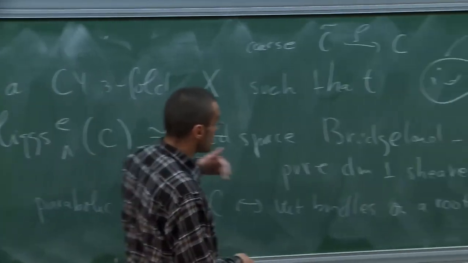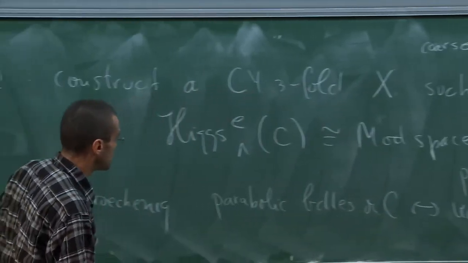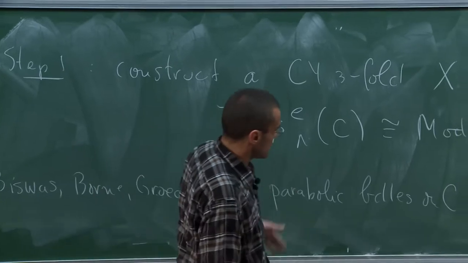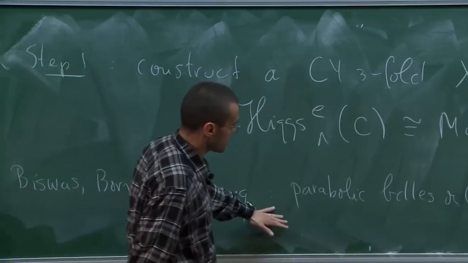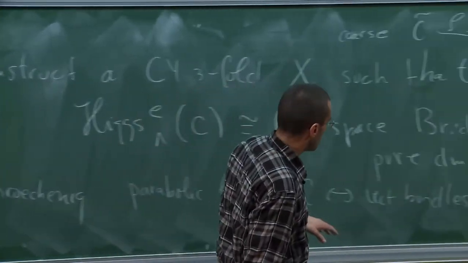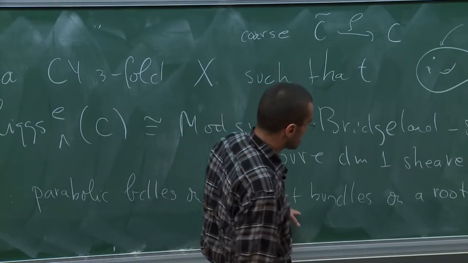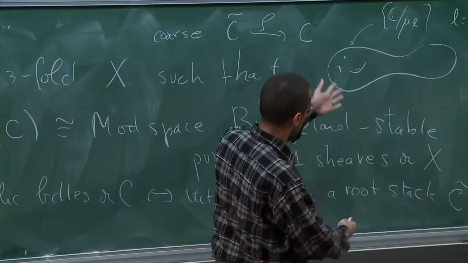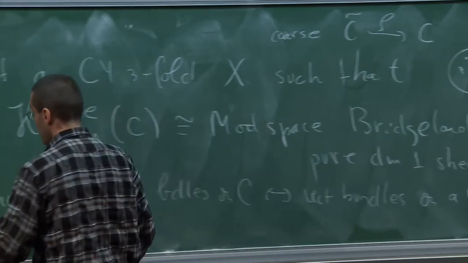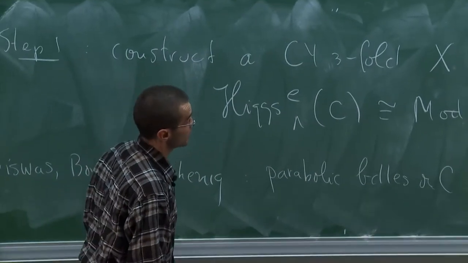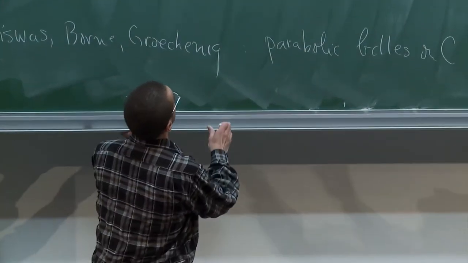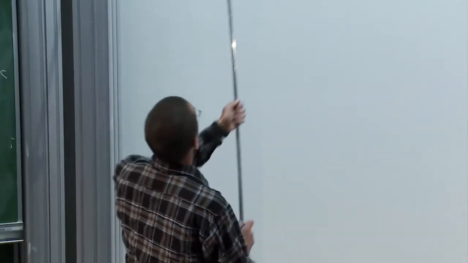Then there is some work I don't have time to review in detail, which allows me to reformulate the moduli problem for parabolic Higgs bundles on C as a moduli problem for just ordinary Higgs bundles on the root stack. And from there, the next step is to come up with a Calabi threefold. Coming up with a Calabi threefold is fairly easy at this point. It's kind of disappointingly easy.